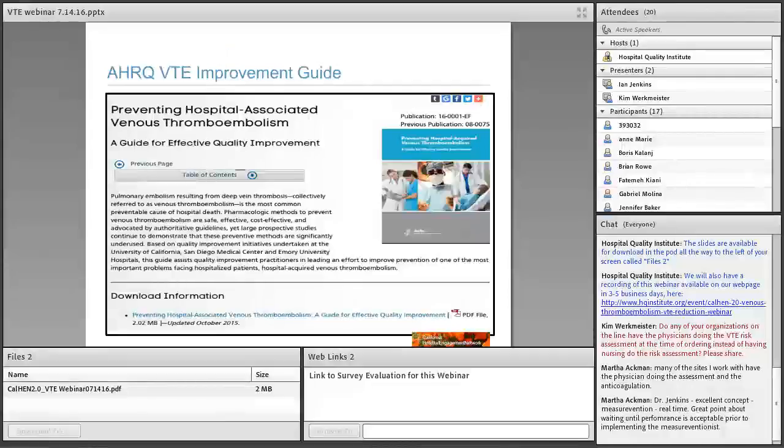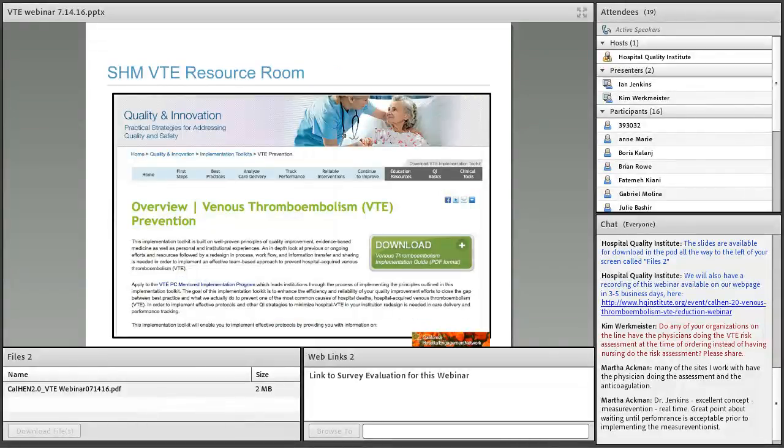Just in brief, I will show you two things you can get more information from. This is the AHRQ VTE Improvement Guide. It's free. All you have to do is Google that subject heading up there, AHRQ VTE Improvement Guide. It'll pop right up. You can download it for free. And a similar set of resources can be found at the SHM VTE Resource Room. Again, just Google that phrase, and you'll find an entire quality project laid out for you step by step with an improvement guide that you can download.